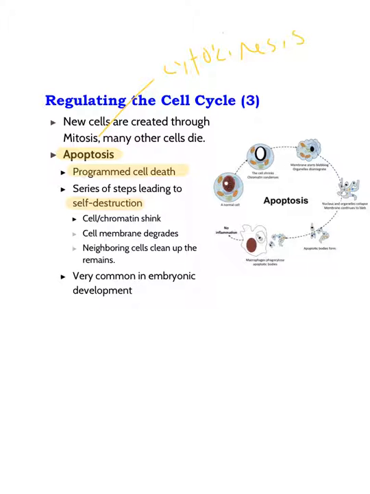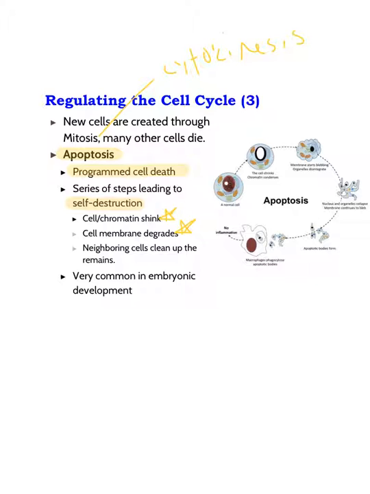Okay, so we are going to have the cell and chromatin, that genome or the DNA, begin to shrink, and then parts of the cell membrane will even begin to degrade. What this does is allow the cell to dump its contents out into the adjacent area, and neighboring cells will then quickly clean up the cell's remains.